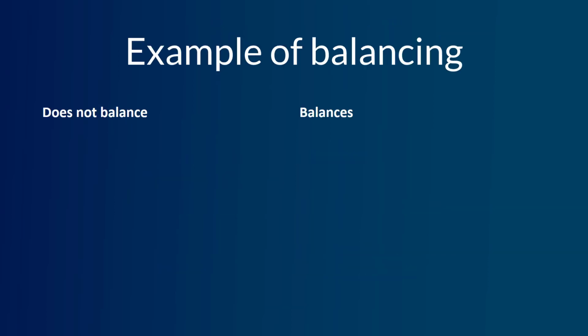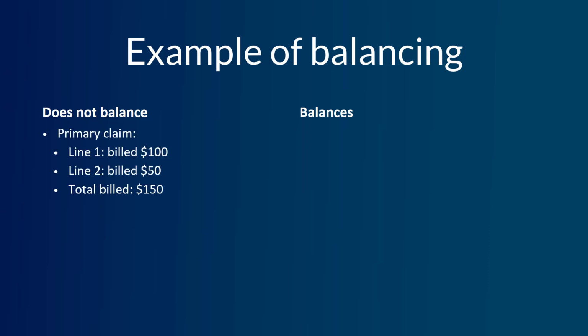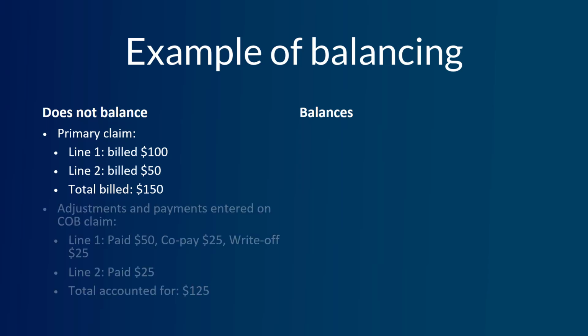Because balancing is so important, I'm actually going to run through an example. We have one primary claim listed on the left, in which there were two different service lines, $100 on the first, $50 on the second, with a total billed of $150. In this example, when the adjustments and payments were entered on the COB claim, for line 1, the primary payer paid $50. There was a $25 copay and a write-off of $25. So if we add all of those together, $50 plus 25 plus 25, we do get $100 from the line 1 that was billed to the primary claim.